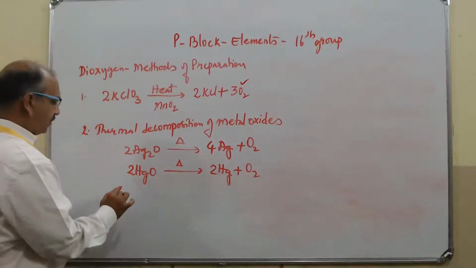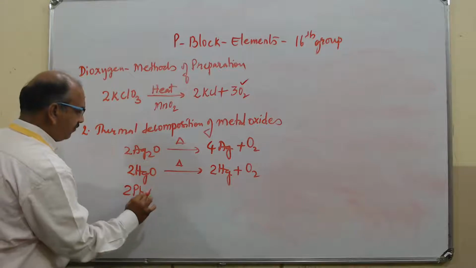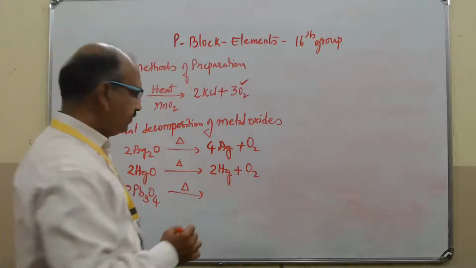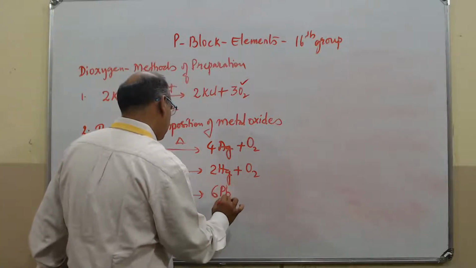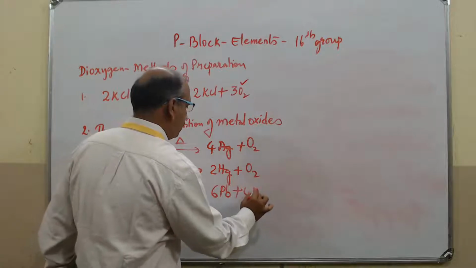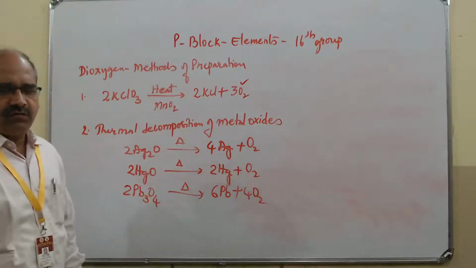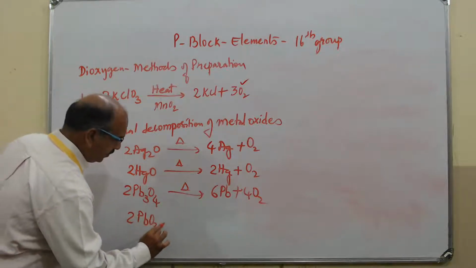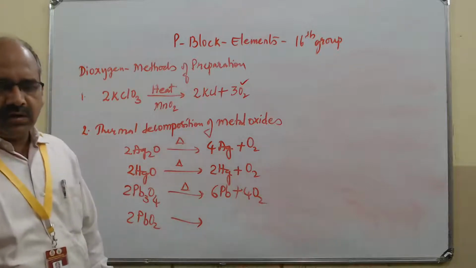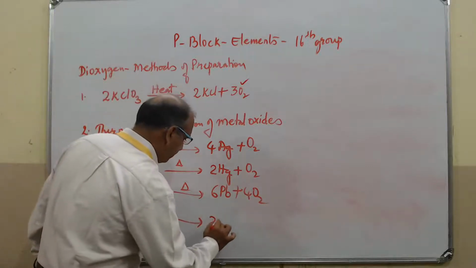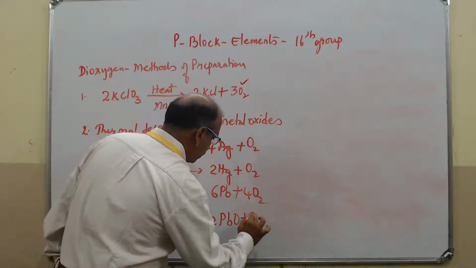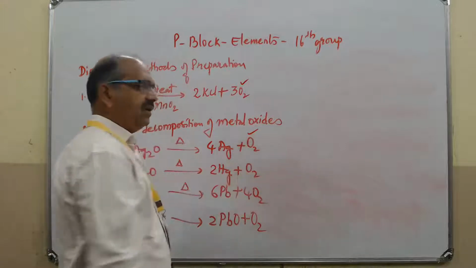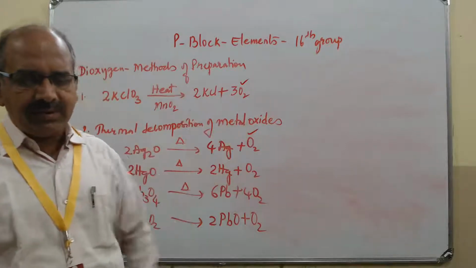Further, 2Pb3O4 also on heating undergoes decomposition to give 6Pb plus 4O2. Then 2PbO2 on decomposition gives lead oxide, 2PbO plus O2. So everywhere, in all these, you are getting oxygen. These are the laboratory methods you can take.